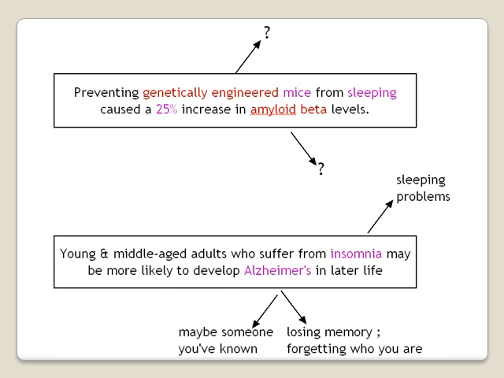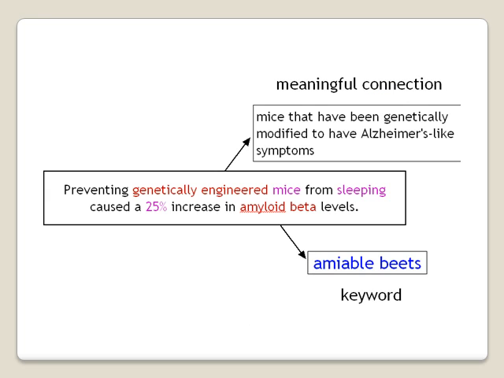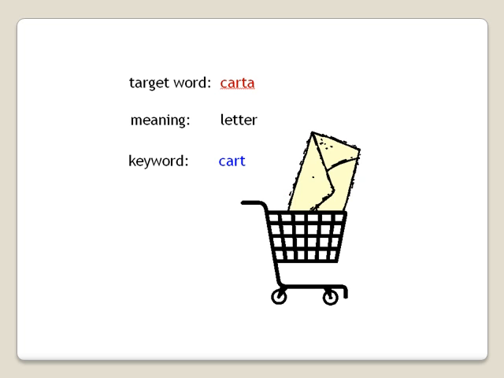But not all information can be meaningfully connected to your existing information, and this is where the keyword comes in. The keyword is an intermediary that provides artificial meaning. For example, if you want to remember that the Spanish word carta means letter, you select an English word that sounds as close to carta as you can get, and you make a mental picture that links that word to the English meaning, thus a letter in a cart.